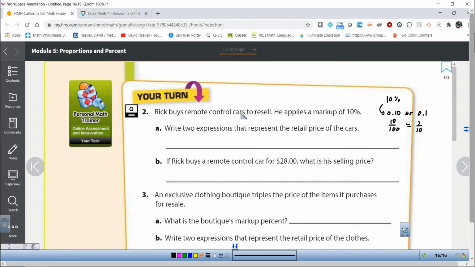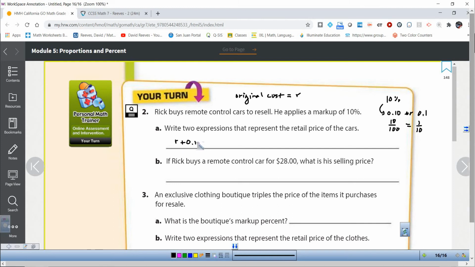Okay, so remote controls to resell. So we need a variable to represent the original cost. So the original cost I'm going to put as R for remote control. So what is my new cost? Well, it's going to be the original cost plus what?